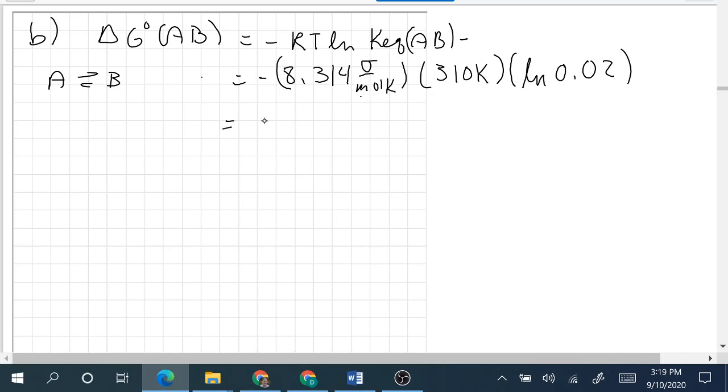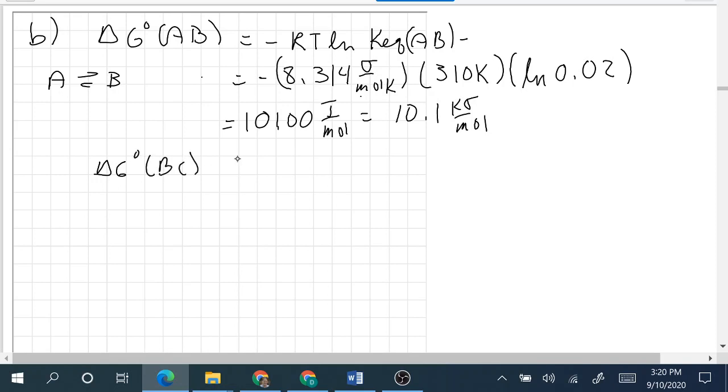Alright, and so that, if you add that up, that's 10.1, if you convert that to kilojoules. So that would be 10,100 joules per mole, okay, which would be 10.1 kilojoules per mole if you divide by 1,000 to convert to kilojoules.